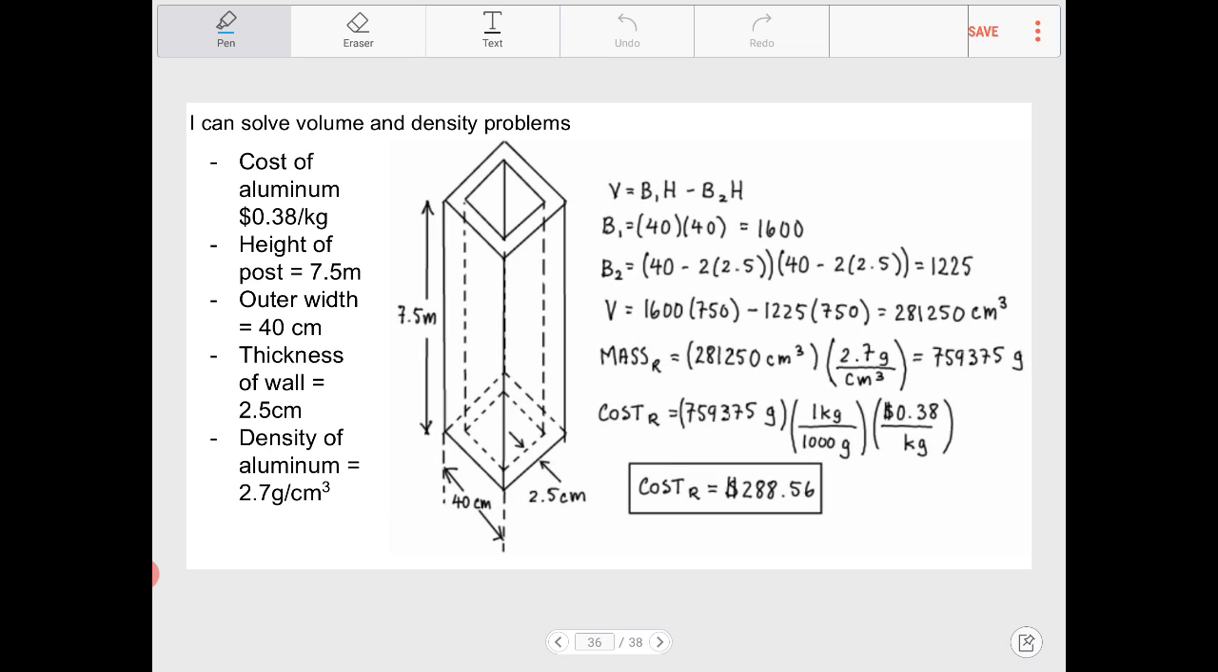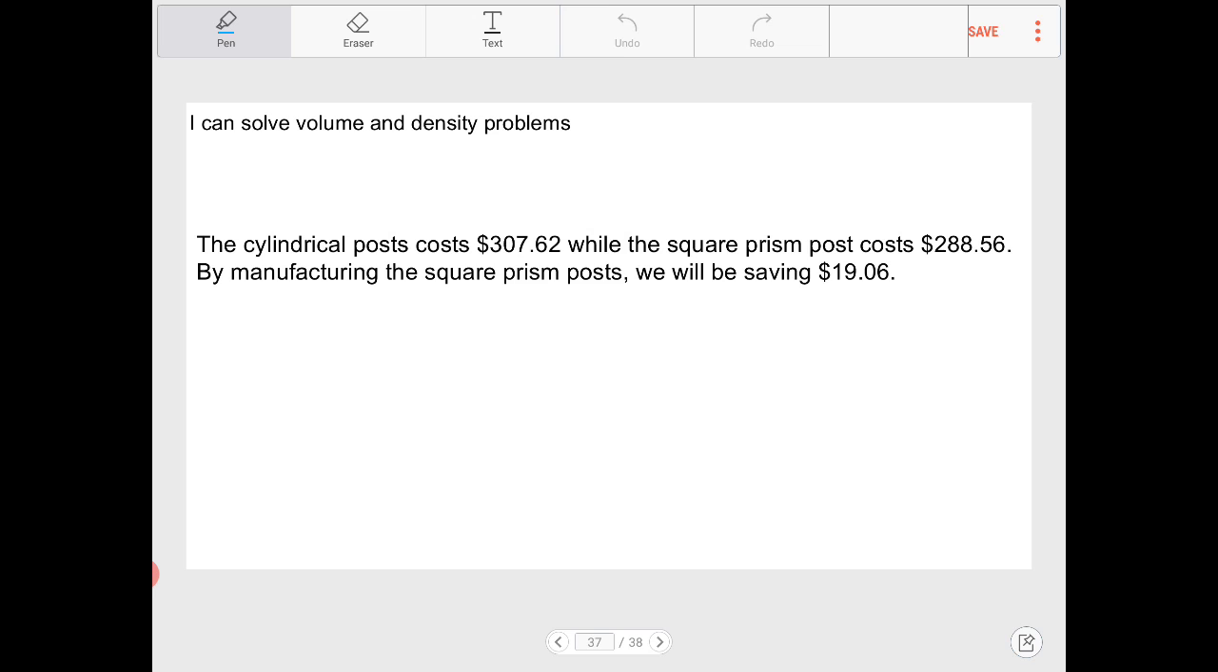So now I can compare the two. The cylindrical posts will cost $307.62, while the rectangular posts will cost $288.56. The difference will be $19.06. If the town were to make thousands of these, changing the light post from cylindrical to rectangular will save millions of dollars.